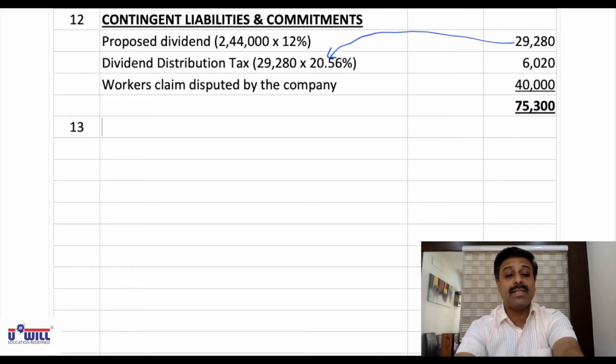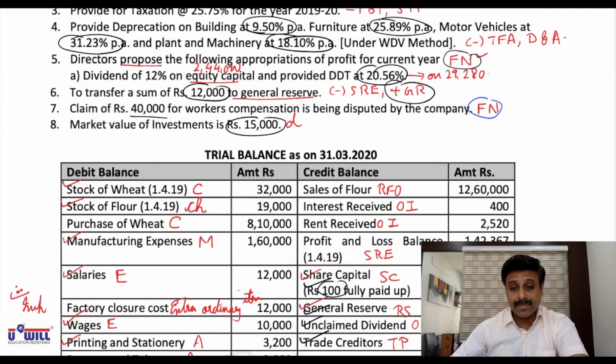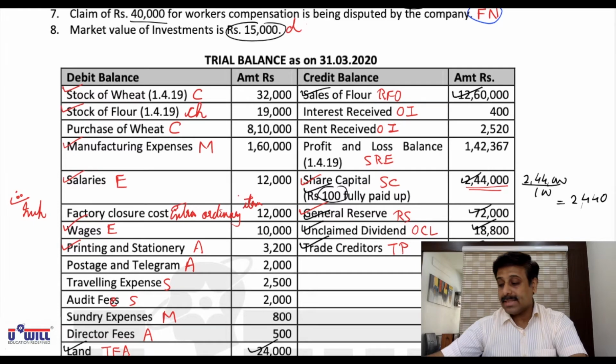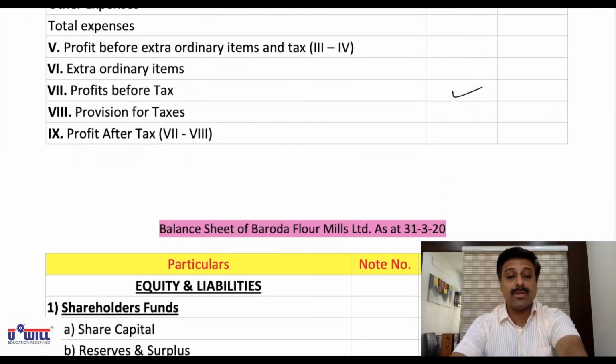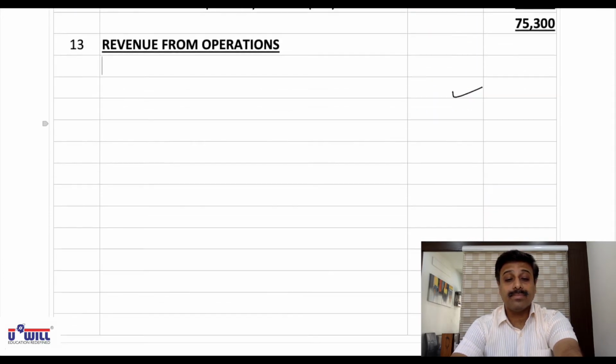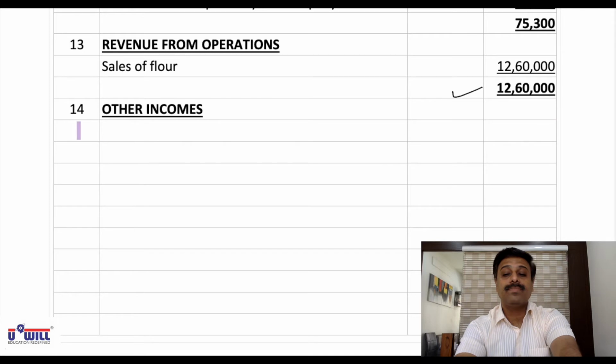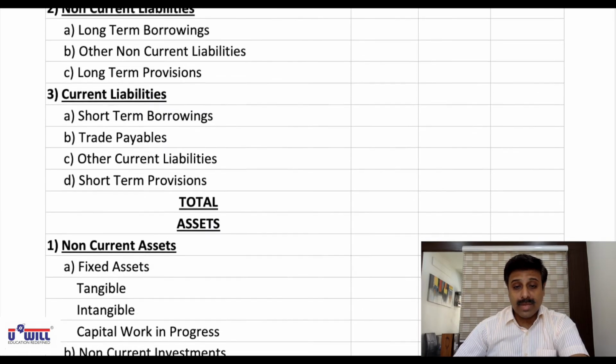Now we make the notes of P&L statement. First is revenue from operations. In that we have sale of flour, that is 12,60,000. Okay, sales of flour, that is 12,60,000. Sales of flour 12,60,000, and that itself is the total. Then after sales of flour, we have other incomes.